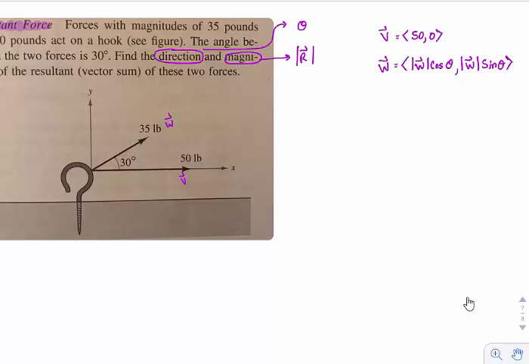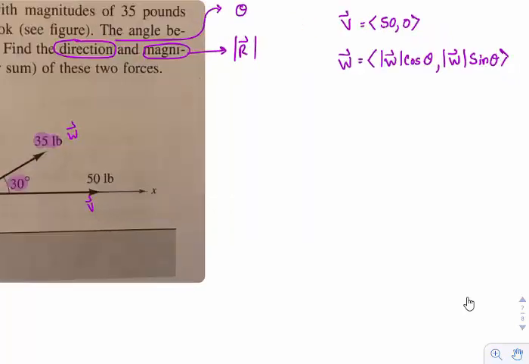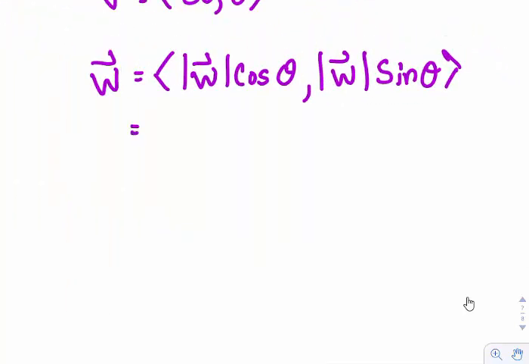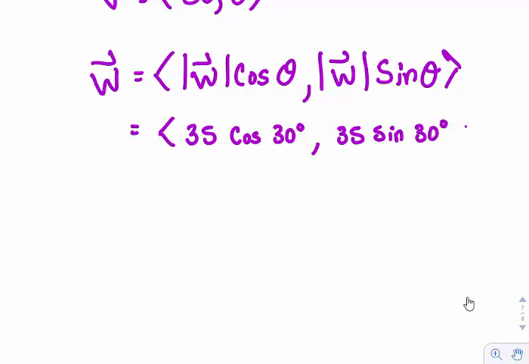So we happen to have the magnitude of this vector. The magnitude is 35 pounds. And we have the direction. We have theta, which is 30 degrees. So I'm going to zoom in here, take those two numbers and plug them into vector w. So this is going to equal 35 cosine 30 degrees and 35 sine 30 degrees. Oops, there we go.